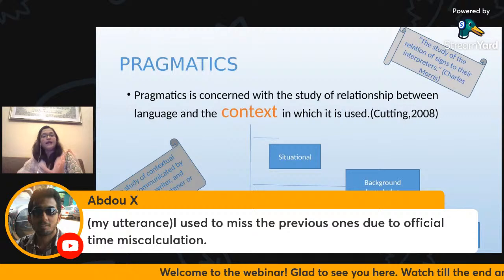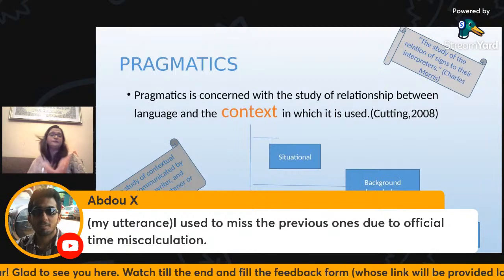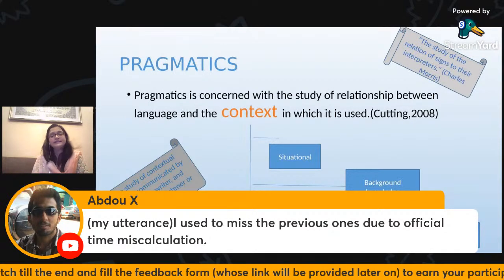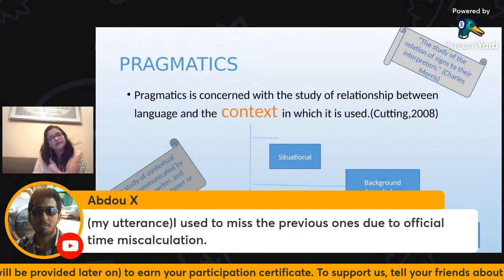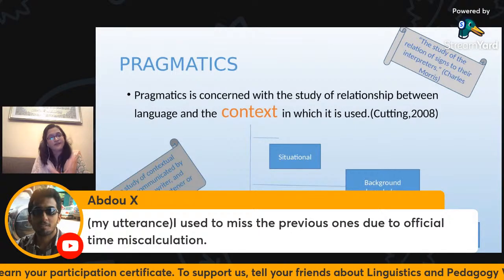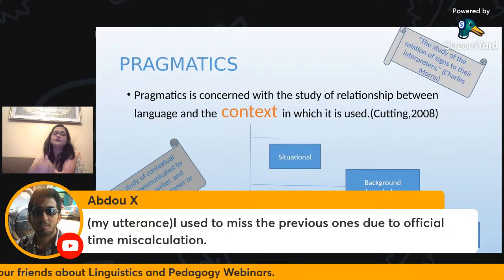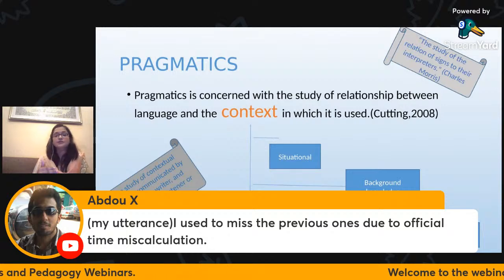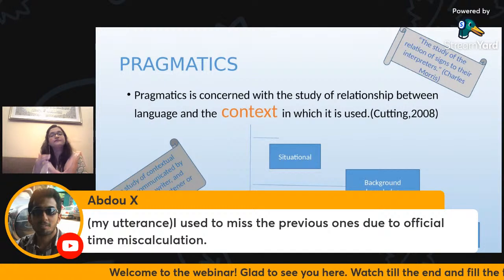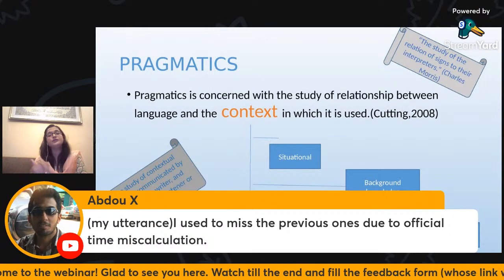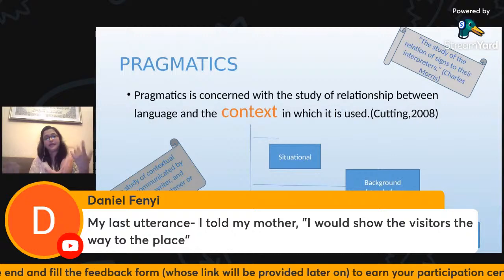Yes, thank you. My utterance: I used to miss the previous ones due to official time miscalculations. That is a very good example, and I'm thankful to the participant. Linguistically, grammatically, this sentence is perfect and we can understand its components. But because we do not know what he used to miss, it is very difficult for us to understand, because we were not there, neither situational nor do we have background knowledge, nor were we contextually present.